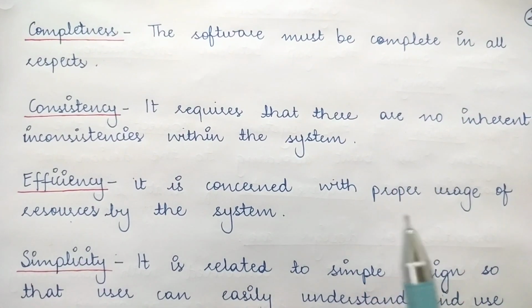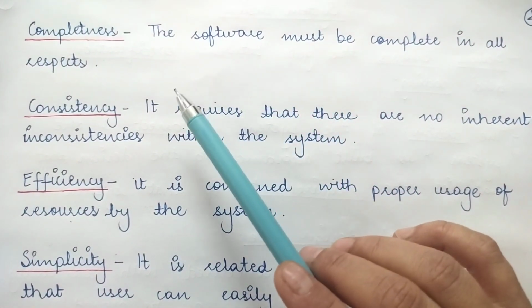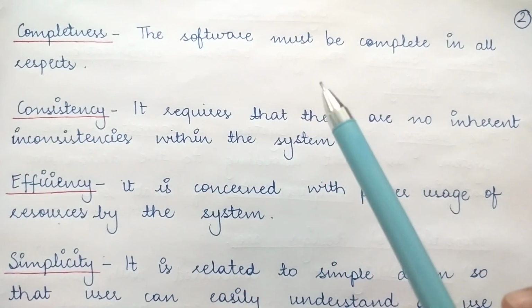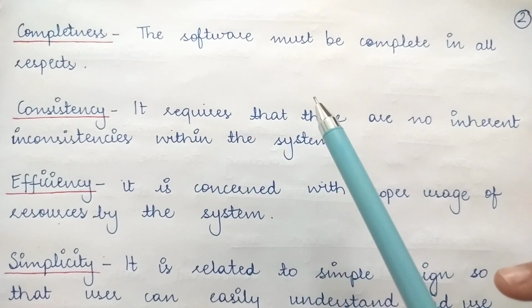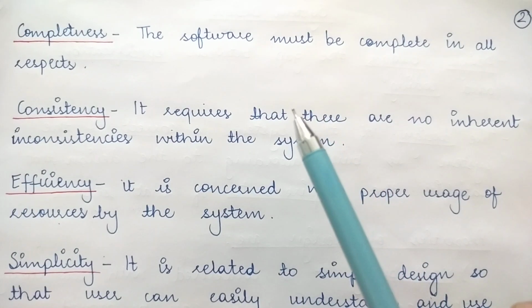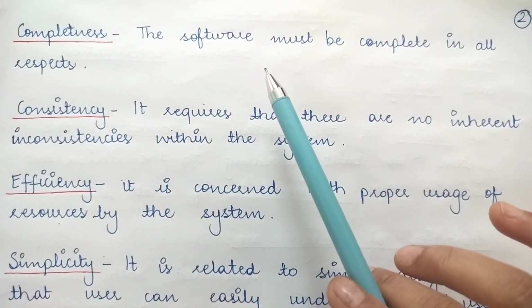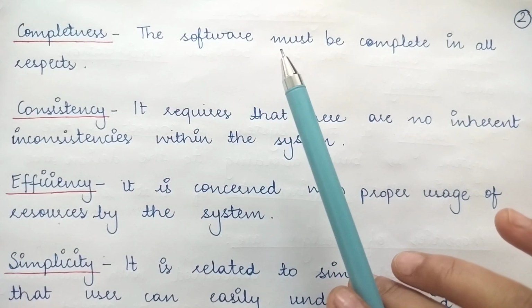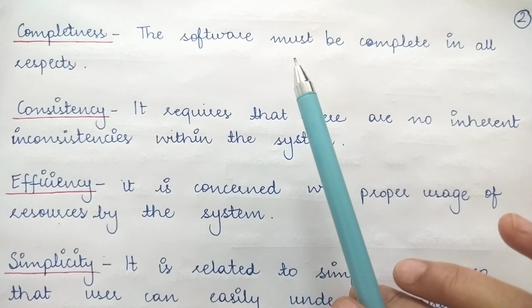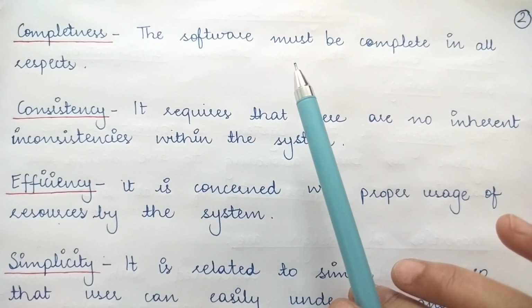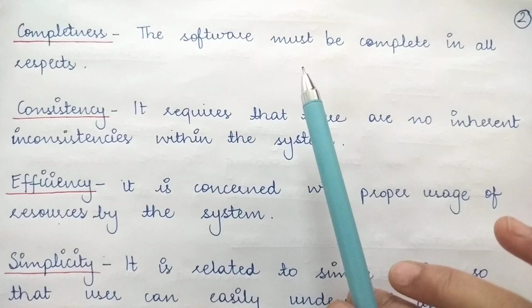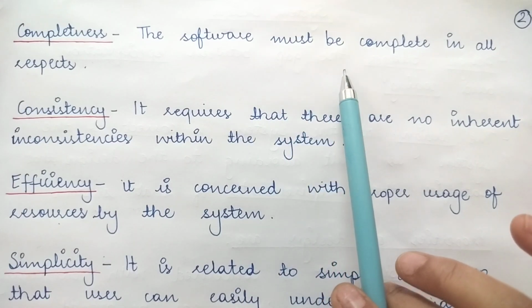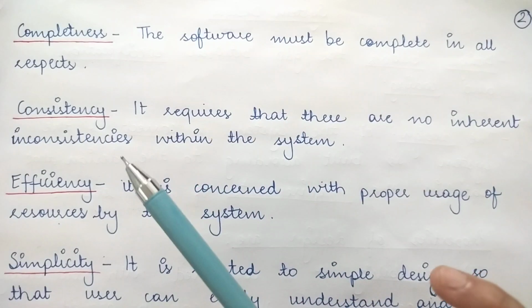Next desirable property of any system design is completeness. The software must be complete in all respects. Whatever the services, whatever the requirements are expected from the information system, the software must adhere to all of them and must be complete in every sense. Meaning it must provide each and every required feature and functionality that will help in meeting the requirements of the system.